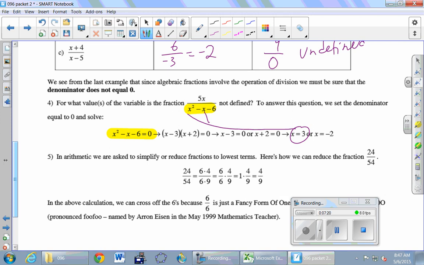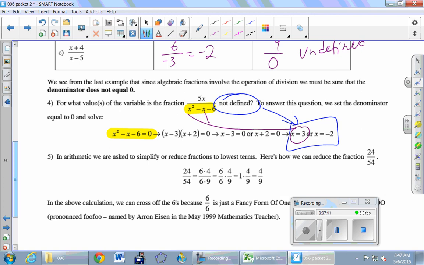So, typical test question is find values of the variable where something is not defined. Here's our answer. That fraction is not defined at x equals 3 and x equals -2. And the process is by setting the bottom equal to 0 and saying these are the bad guys. Okay, so that's the not defined part.